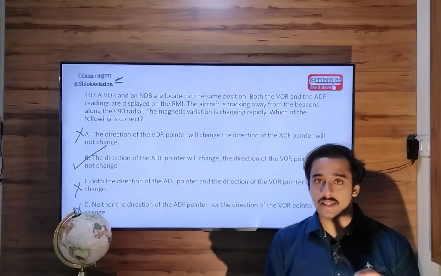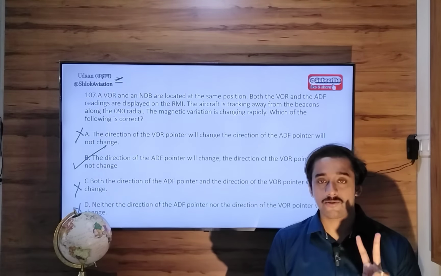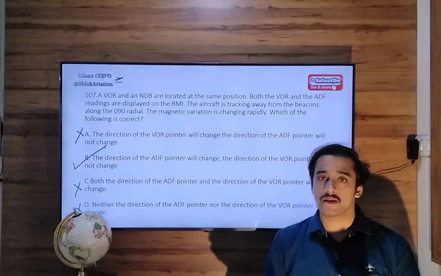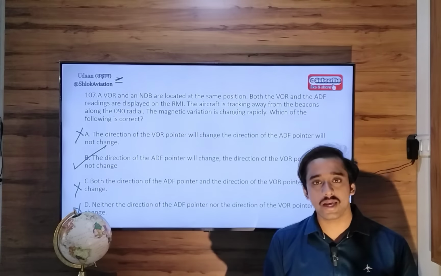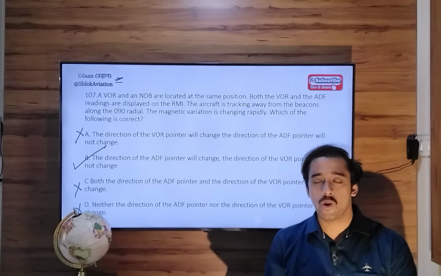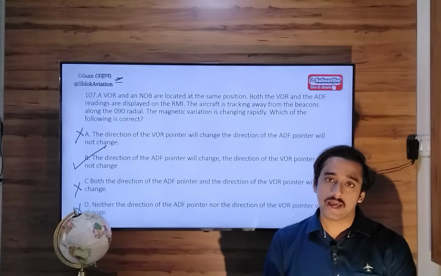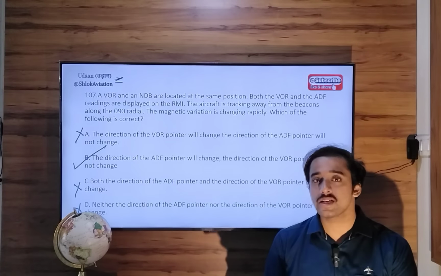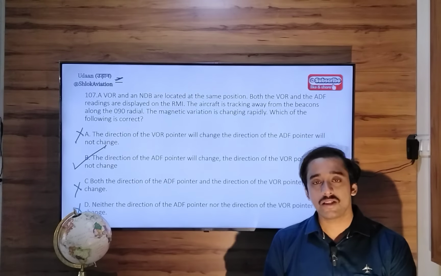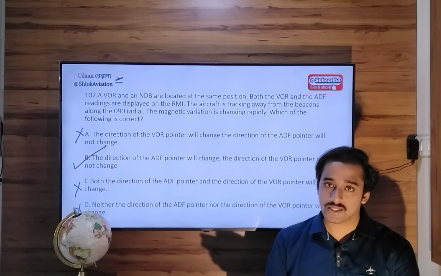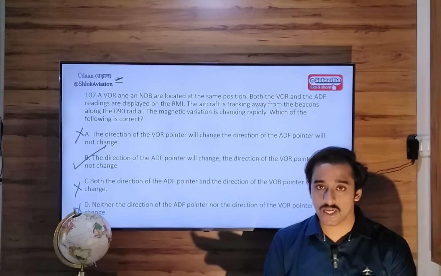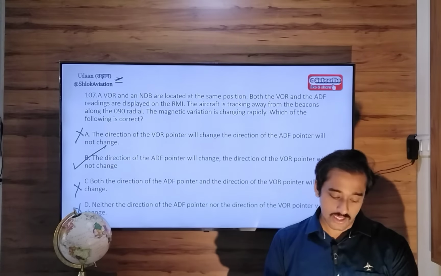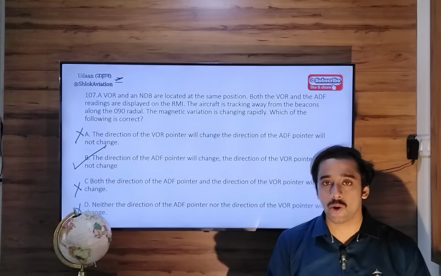In your RMI, there are two needles, one for VOR, another for ADF, NDB. So the VOR needle is going to remain constant, pointing in one direction only, because the variation at the VOR station remains constant. Opposed to that, the NDB needle, the ADF needle, will keep on changing as variation changes from place to place. With variation changing, the track towards the station and track away from the station will also change by some value. So accordingly, the ADF NDB needle will also change. Okay, so the ADF pointer changes, but the VOR pointer doesn't change.